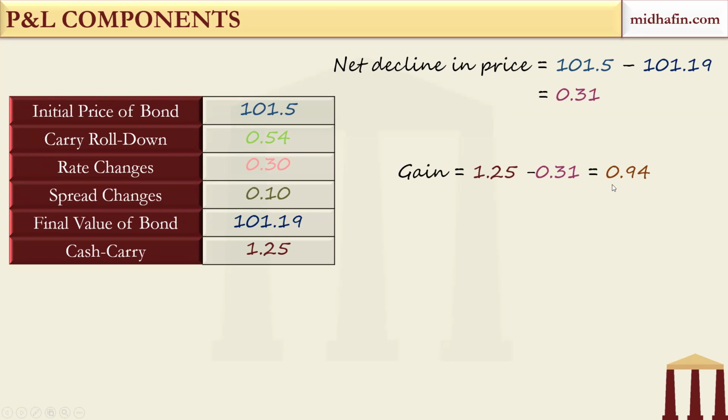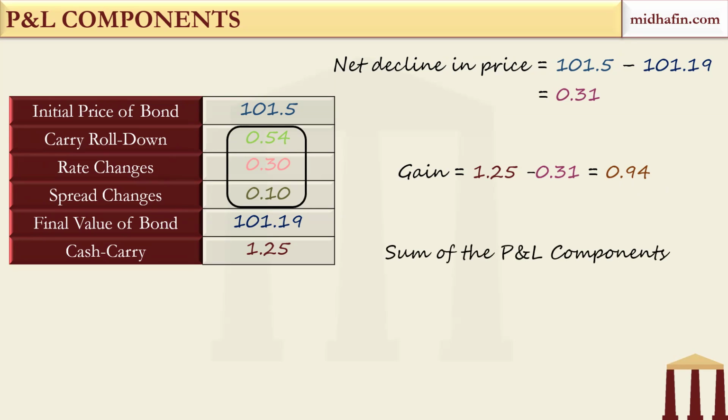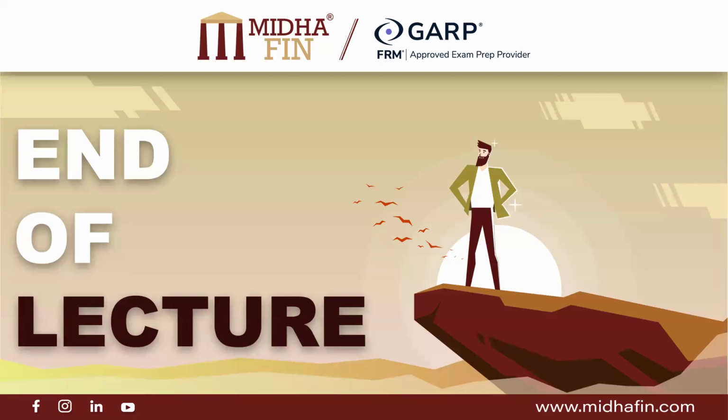Alternative way to say it is that when you sell the bond, you will immediately get to see this gain, $0.94. Now you want to find out what is the contribution of carry roll down, what is the contribution of rate changes, and what is the contribution of spread changes. Then you can utilize all the steps that we have done in the previous slides to find the result. With this, I would say that we have concluded the lecture.